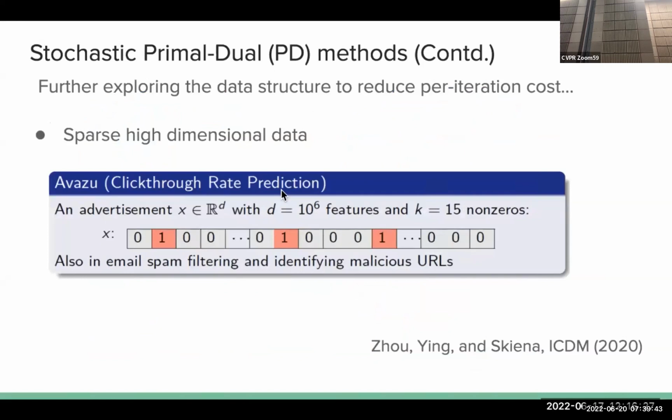This kind of stochastic primal dual method can be further improved by exploring the data structure. For the previous stochastic primal dual method, the per-iteration cost is linear with respect to the data dimension. Some datasets are very sparse, for example sparse high-dimensional data, which is very common in online advertisement and email spam filtering. A common feature of this data is a very high dimensional input X, where d can be a million, but each X has only very few non-zero features. So how do we explore this data structure to further reduce the per-iteration cost?